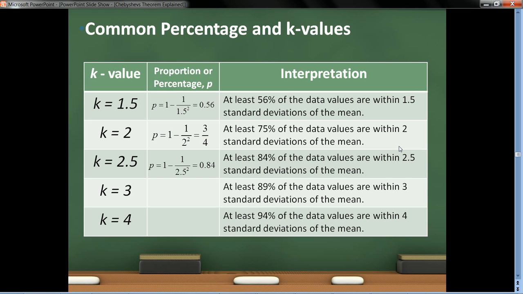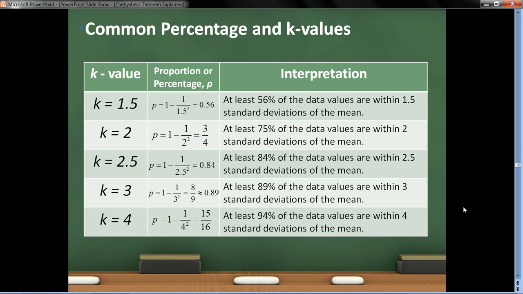For 2.5 standard deviations away from the mean, at least 84% of the data values are encompassed within 2.5 standard deviations of the mean. When we get up to 3, what do we get there? 8/9, or 89% of the data. If we go way out to 4 standard deviations, that's a long way. That means at least 94% of the data lies within 4 standard deviations of the mean.